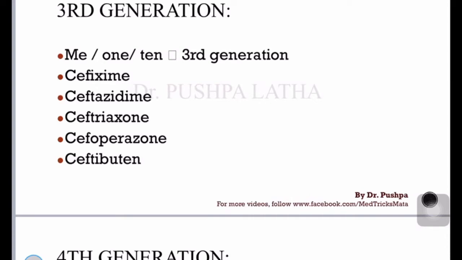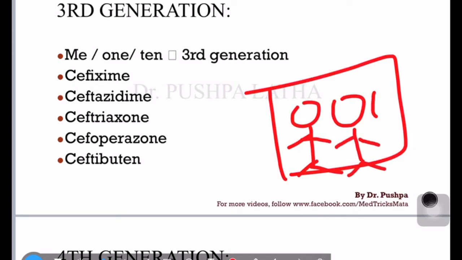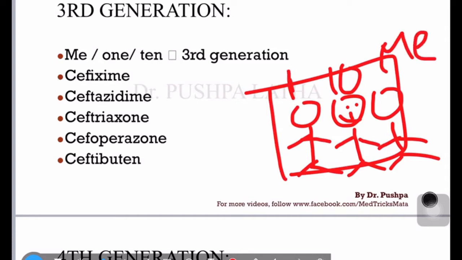Third generation, it's about Me 1 10. Let's say there is a room. This room has 3 people. The first person is opposite to the second person, and the second person is opposite to the third person. So these 3 people are opposite to each other. The first person will say 1, the second person says the opposite of 1, that is 10, and after he says 10, the third says completely opposite, that is Me. So one will say 1, the second will say 10, and the third will say Me, that is Me 1 10.